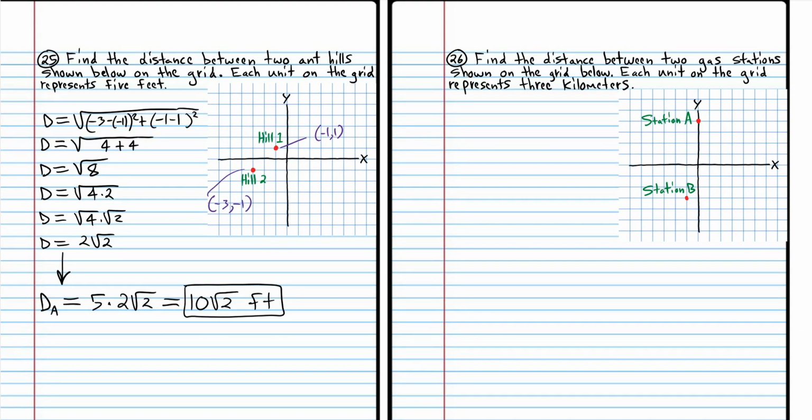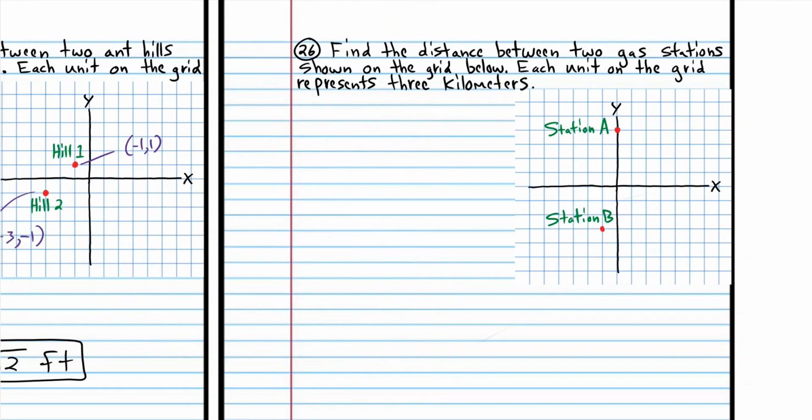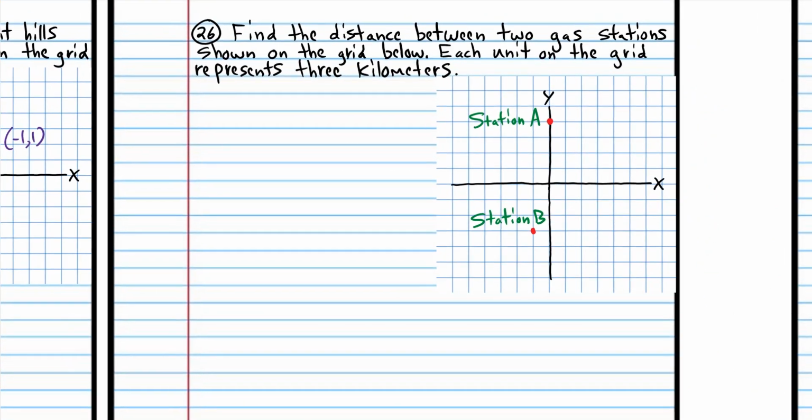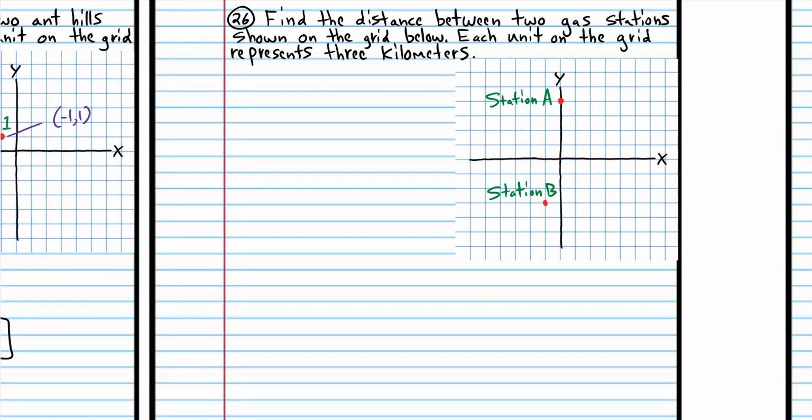All right, we're back. Find the distance between 2 gas stations shown on the grid below. Each grid on the below represents 3 kilometers. So I'm going to write the coordinates. Here we have 0, 4, and here we have -1, -3.